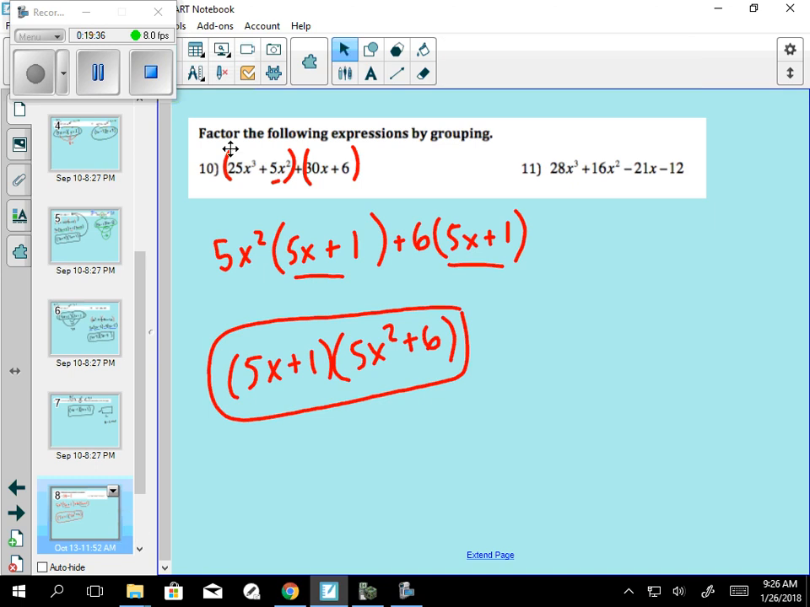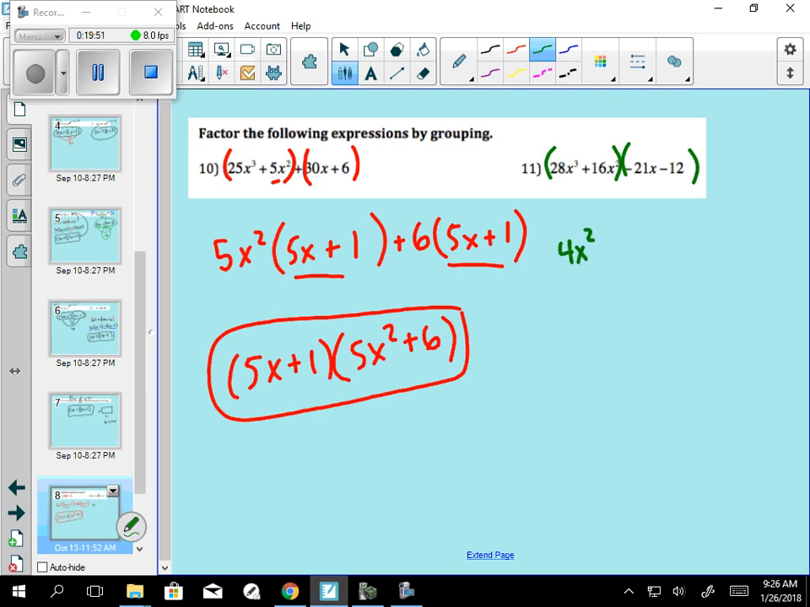All right, next one, let's do the same thing. Again, group together these first two, group together the last two. It looks like 4 would be a number that goes into both of these. Also, it looks like we can pull out 2 x's, so let's pull out a 4x squared here. So what's left over would be 7x plus 4.